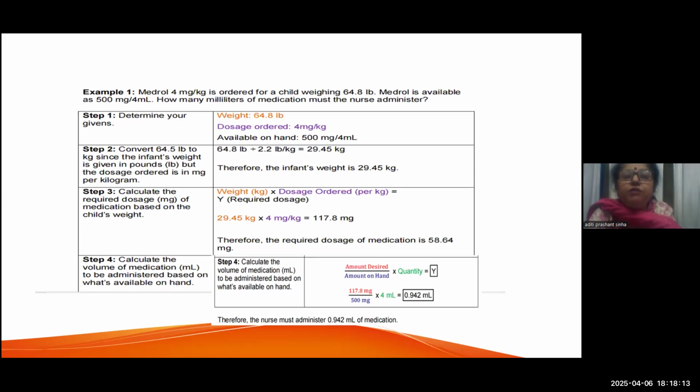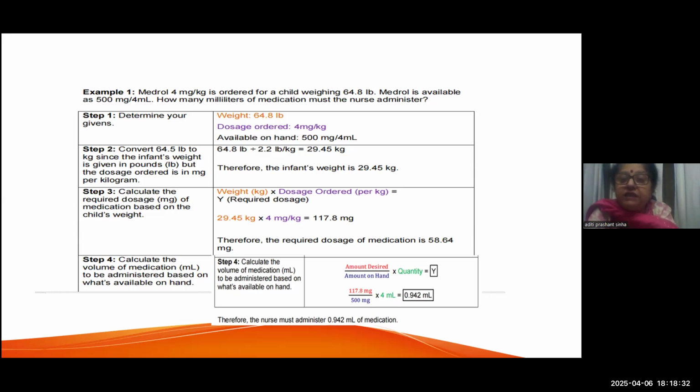Midrol is available in 500 milligram per 4 ml, and how much is to be given? 4 mg per kg to the child. So per kg, when it comes as 29.45 into 4, it is coming as 117.8 milligram. Now it is simple to put into the formula D by H into Q.